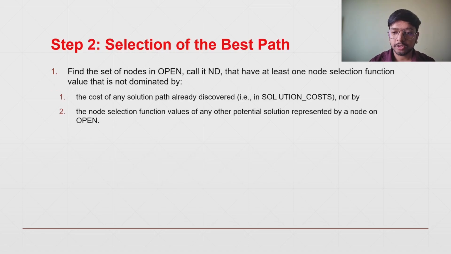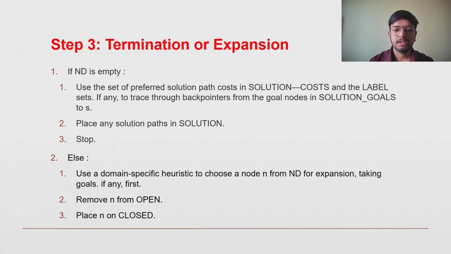After that, as long as the open list is not empty, we try to find possible paths to take from the open list. To do that, we find all the nodes in the open list which have non-dominated cost vectors, which is our Fn, and put them into a separate set called ND. Now, if the newly created ND is empty, which means that we have no solutions remaining, we return all the solutions that we already have accumulated. Else, we use a domain-specific heuristic which helps us to choose a node n from ND to expand.